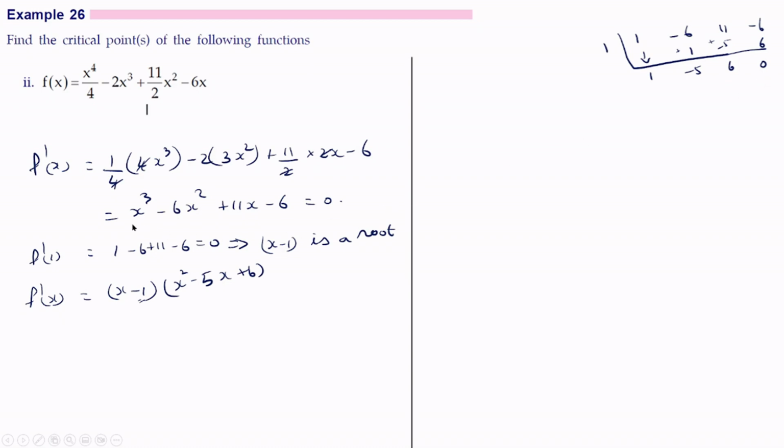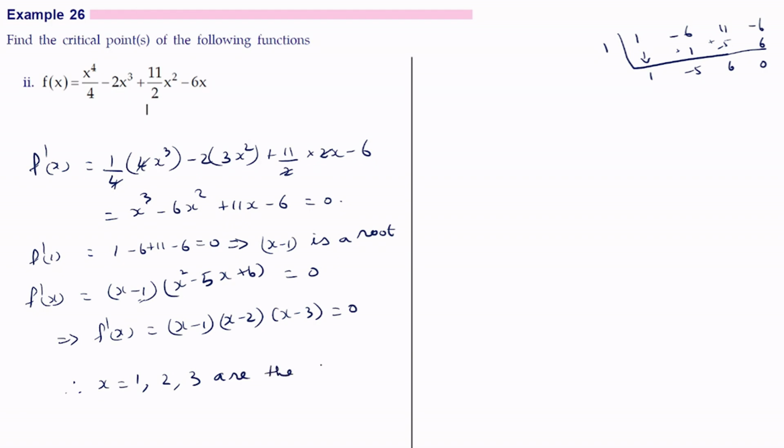When we divide this polynomial with x minus 1, we will get the quotient x square minus 5x plus 6 and remainder as 0. This is equal to 0. This implies f dash of x equal to x minus 1 into, now this is a quadratic equation in x. The factors of 6 are 2 and 3, that is minus 2, minus 3. So here we will have x minus 2 into x minus 3 as the roots, equal to 0. Therefore, x equal to 1, 2 and 3 are the critical points.